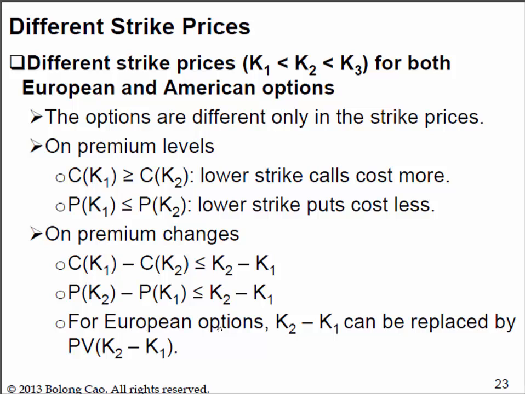We are using the capital letters for the calls and the puts here, so we are talking about American options. But if we are talking about European options, the difference between the two strikes should be replaced by the present value of the difference, because you can only exercise European options on the expiration date. You have to discount the strikes, even their differences, from the expiration date to the current time.